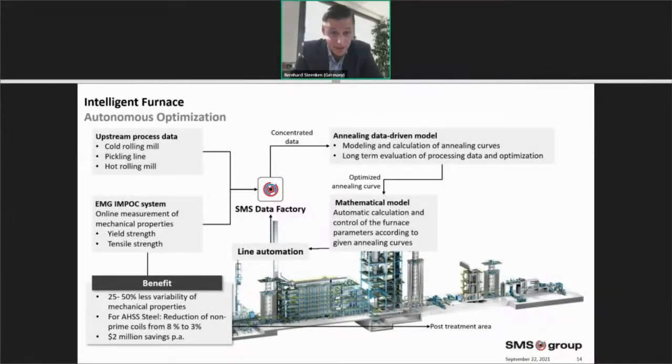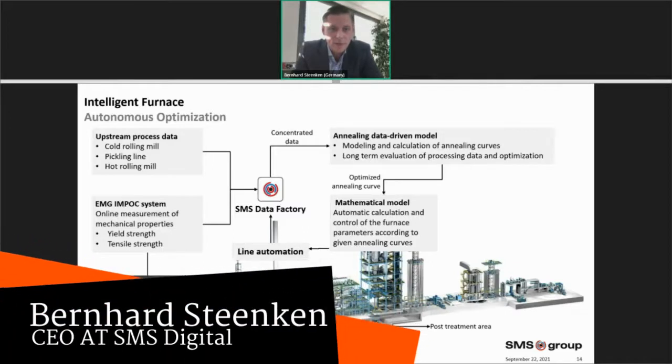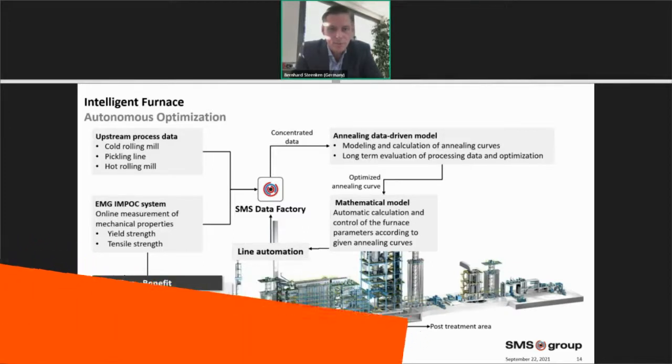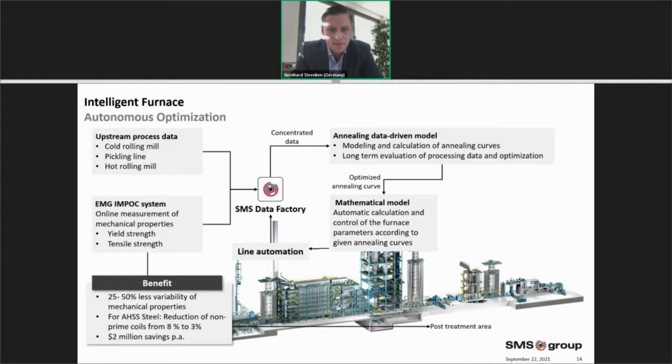As I mentioned at the beginning, we are targeting autonomous production, autonomous optimization production. What you can see here is a processing line, and in the middle you can see our data factory. So what is the data factory doing? The data factory is merging all data from the upstream processes, for example, from an import measuring device in the post-treatment area, the line automation data, and this concentrated data.